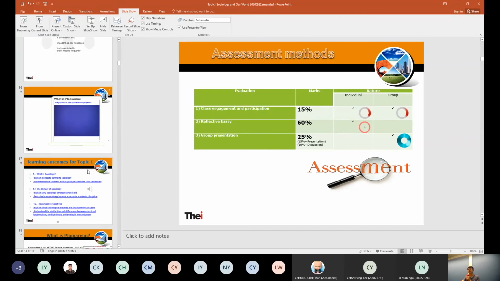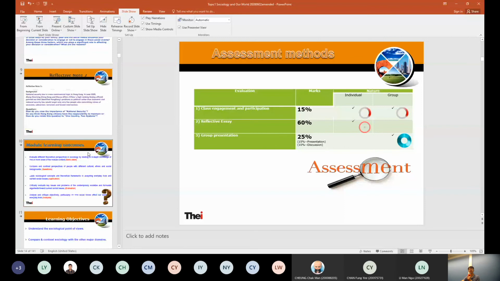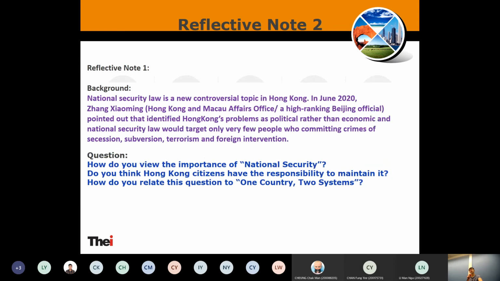And I'm almost going to end this session. For the rest, I would like to talk about the reflective notes. We have already introduced reflective note 1 in the last lesson. Here is the background, and you have to answer the question. And here we have just released the second one. The background is here. The national security law is a new controversial topic in Hong Kong in June 2020.